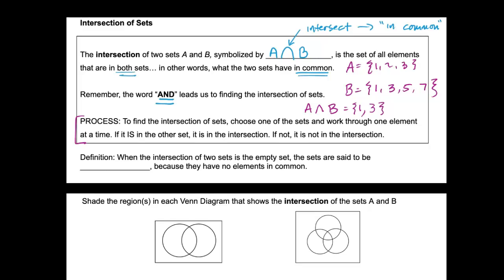The other thing you could do, and I also like writing the sets on top of each other, is a good visual. Then I circle all the elements they have in common. So I can see they have 1 and 3 in common, and then those are in the intersection.